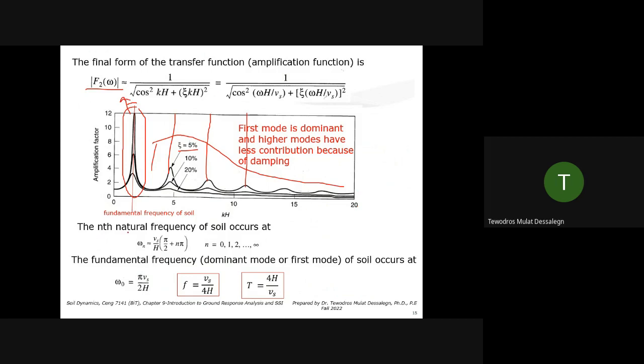The natural frequencies of the soil occur at the first, the second, the third modes, at these values. The fundamental frequency is omega equals pi Vs by 2h, and this value occurs at a fundamental frequency of Vs by 4h, or a period of 4h by Vs. Same point as with the no damping case.